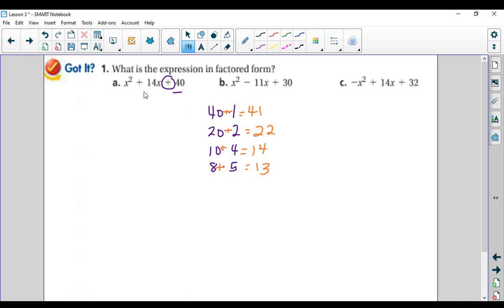I'm going to use 10 and 4 because that gave me a positive 14. And a positive 10 plus a positive 4 gives me a positive 14. And these signs are really, really important. Just to let you know, they are very important. If you get the wrong sign, you're going to get the wrong answer.